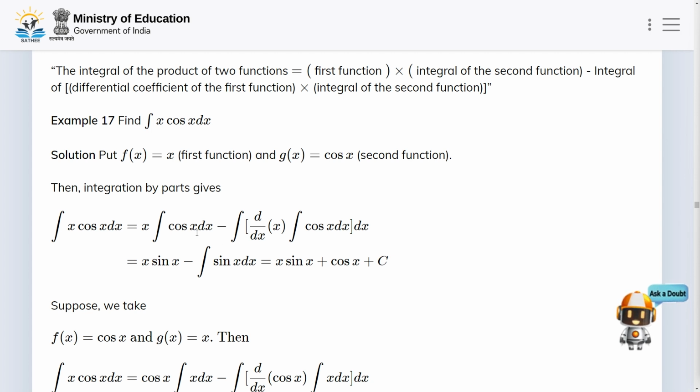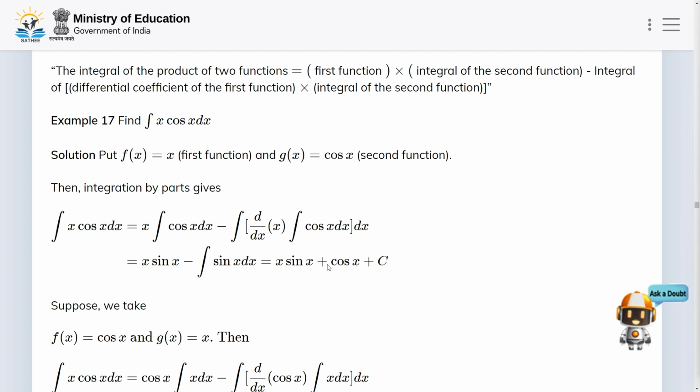So you will get x sin x. Now what about this? This will be just 1, and this will be sin x, because the integration of cos x dx is just sin x. So 1 multiplied by sin x gives you sin x. Now the integration of sin x will be minus cos x, so you will get your final answer as x sin x plus cos x plus c.